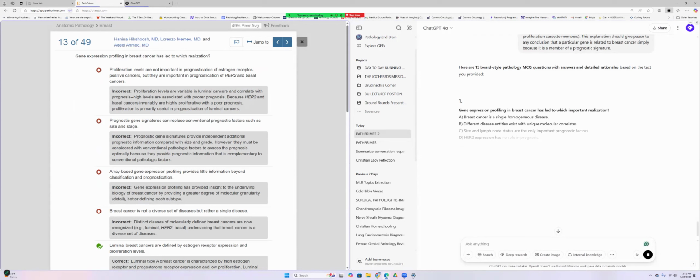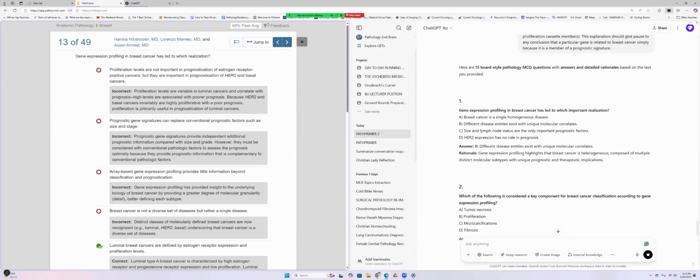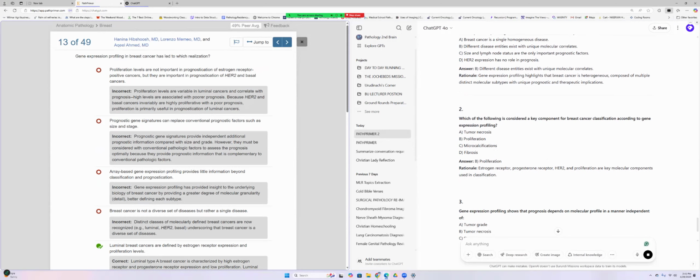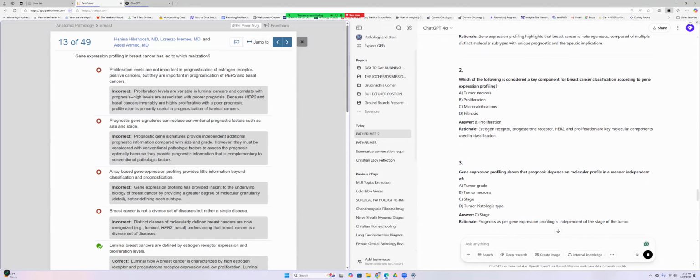Next question. Question number 1. Gene expression profiling in breast cancer has led to which important realization? Breast cancer is heterogeneous, composed of multiple distinct molecular subtypes with unique prognostic and therapeutic implications. Yes, so it's not just the same kind of cancer. That's what it helps us realize, with different implications for therapy too. Which of the following is considered a key component for breast cancer classification according to gene expression profiling?